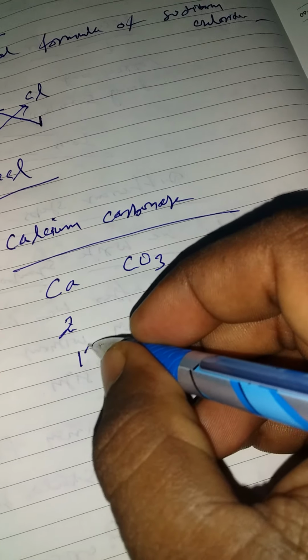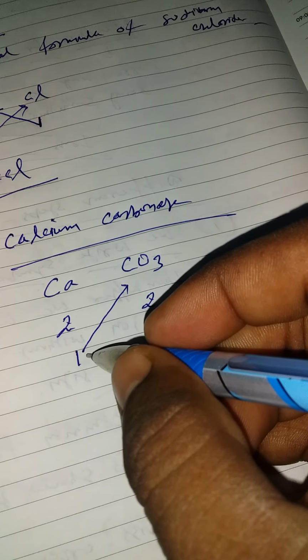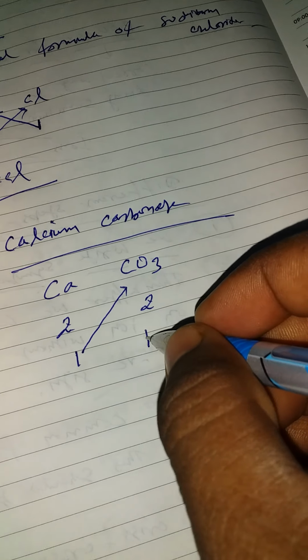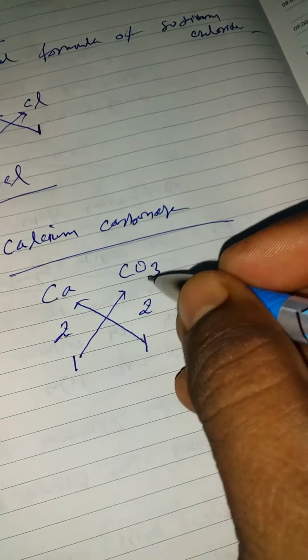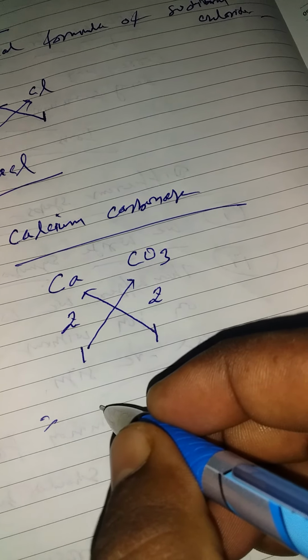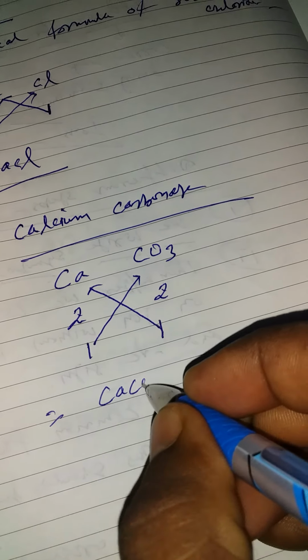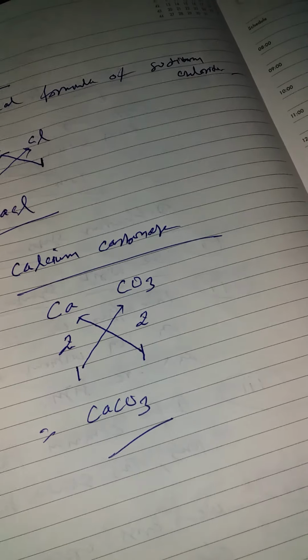So this one crisscrossed, for calcium goes to carbonate and for carbonate to calcium. That's why the chemical formula of calcium carbonate is CaCO3.